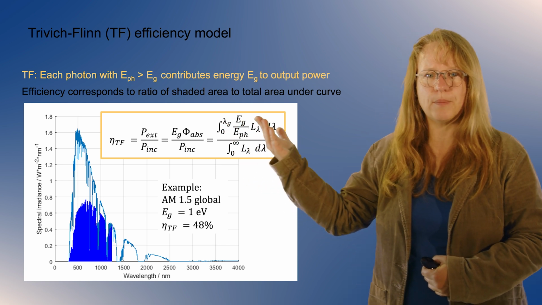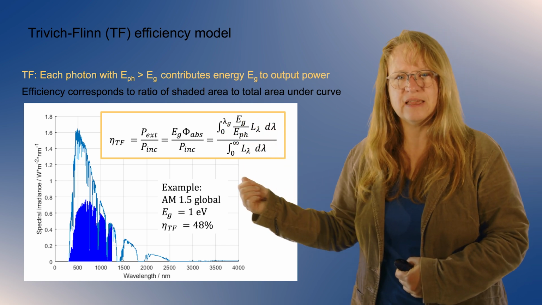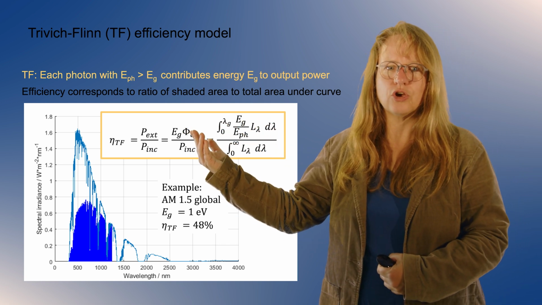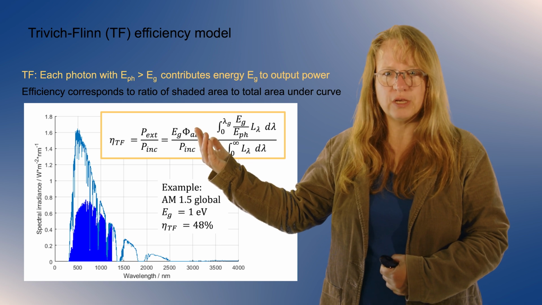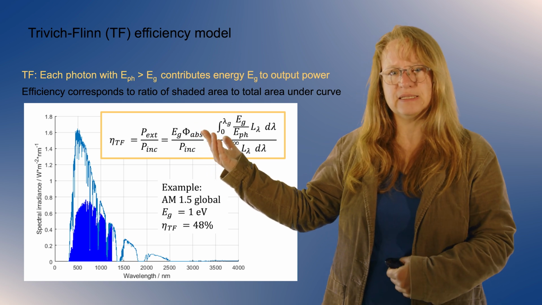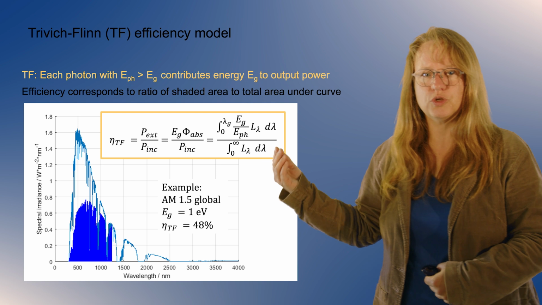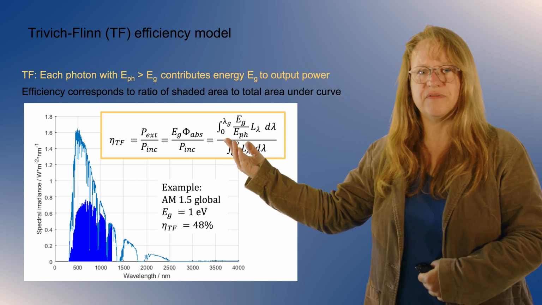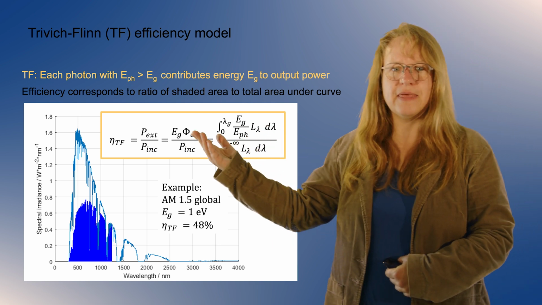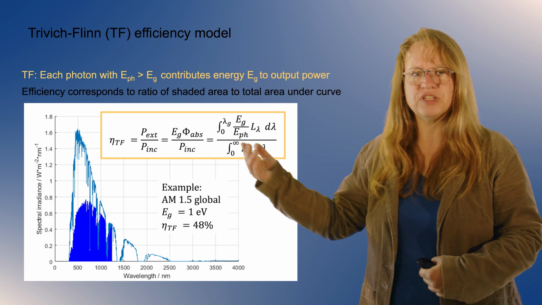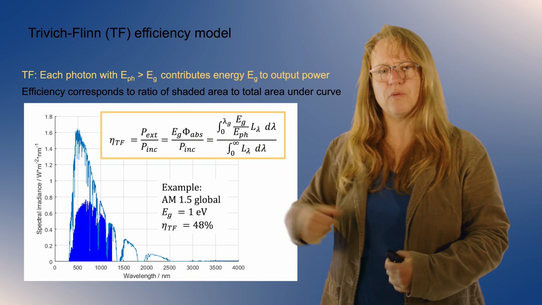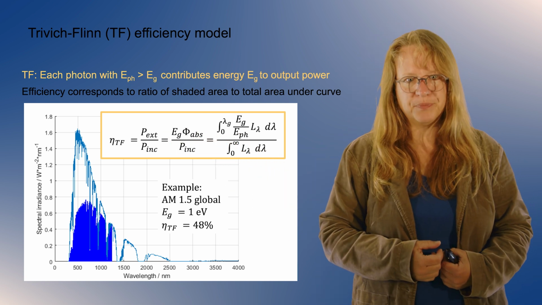So this term up here is actually the same as saying we calculate the absorbed photon flux, that is the number of photons, which would be the spectral irradiance divided by the photon energy, and this photon flux that is absorbed, phi absorbed, is multiplied with the band gap energy Eg.